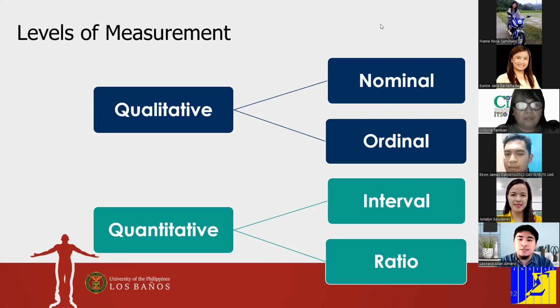Example, yung sex, yung male-female, naka 1-0 lang po instead na male-female. Hindi po quanti yung 1-0. Qualitative yon. Kasi hindi ka pwede mag 1 plus 0. Hindi ka pwede mag male plus female. Make sense po ba yun?